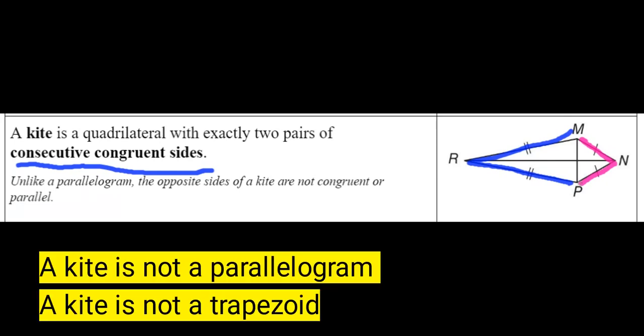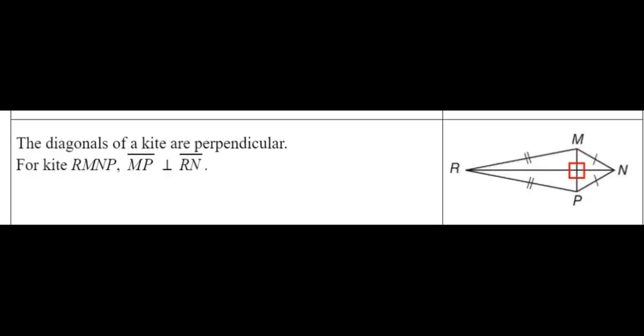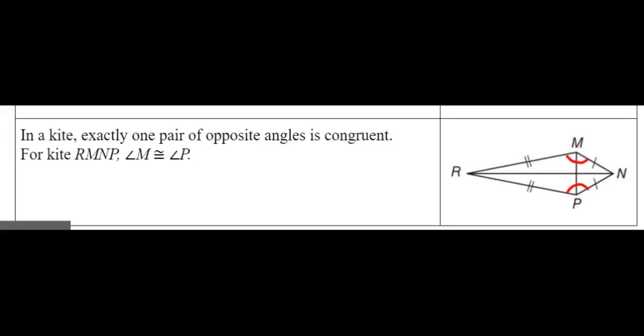And remember that kites are not parallelograms and kites are not trapezoids. Kites are kites. Okay, so the next property that we have is that the diagonals are perpendicular. So the diagonals always make a plus sign. And if you've looked at a real kite that you fly, it's usually attached by two poles that are perpendicular. The next property is that one pair of opposite angles are congruent.